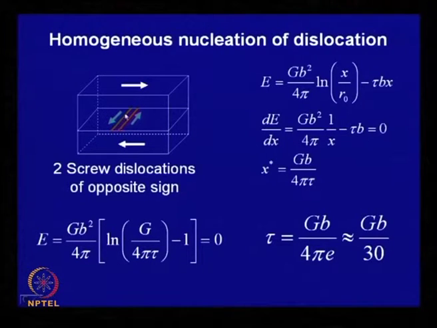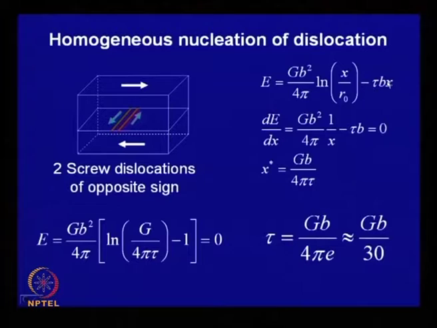In that case, what is the energy of this type of configuration? We know that the energy of a dislocation is equal to Gb² over 4π ln(x/r0). When the dislocations are created separated by a distance x, r0 is the dislocation core, and we can assume the core size is of the order of the Burgers vector b. So, this is the elastic stored energy of the dislocation. Now, subtract the work done to separate or create the dislocation. Tau is the stress, and if you move the dislocation, the force on the dislocation is τb, and you are moving the dislocation by a distance x.